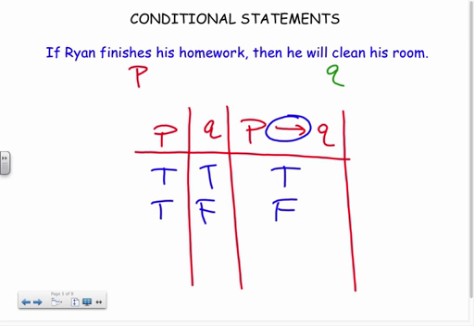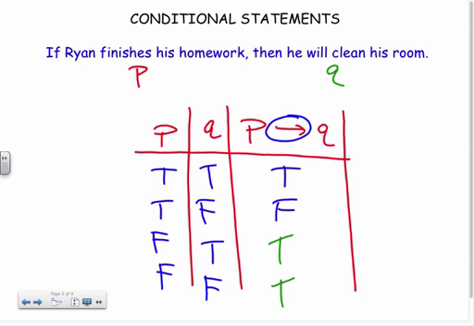Let's take a look at when the first part is false. So let's say Ryan does not finish his homework. He still could clean his room, right? So you can't really say that it's false, can you? Because he still cleaned his room. And same thing here: if Ryan does not finish his homework, then he won't clean his room. From that statement, saying that he doesn't finish his homework, we can't really tell anything from it. So by default, we say that these are true.